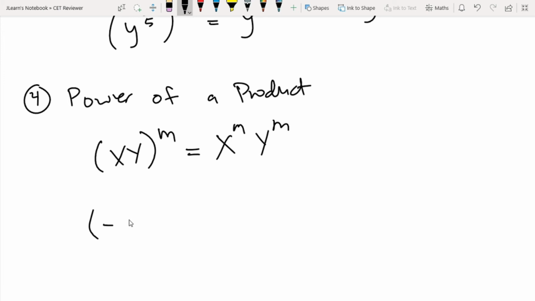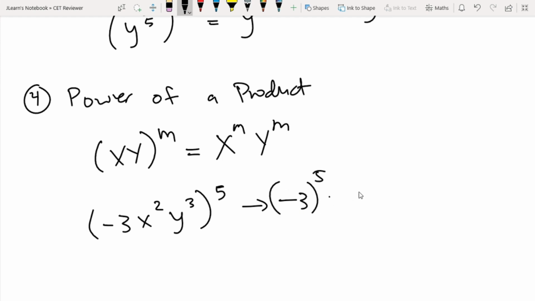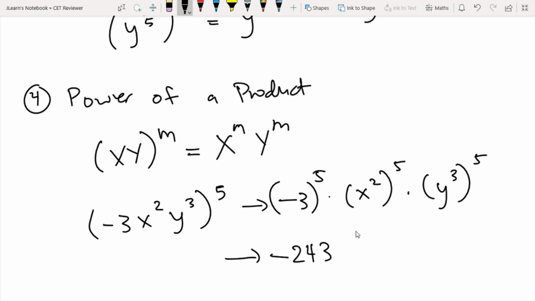So for example, you have negative 3x squared y cubed raised to 5. Okay? So pwede mo i-separate, no? So ito magiging negative 3 raised to 5 times x squared raised to 5 times y cubed raised to 5. And ang negative 3 raised to 5 ay negative 243. Then x squared raised to 5 using our previous law, this will be x to the 10. And then yung y cubed raised to 5 will be y to the 15. Okay?